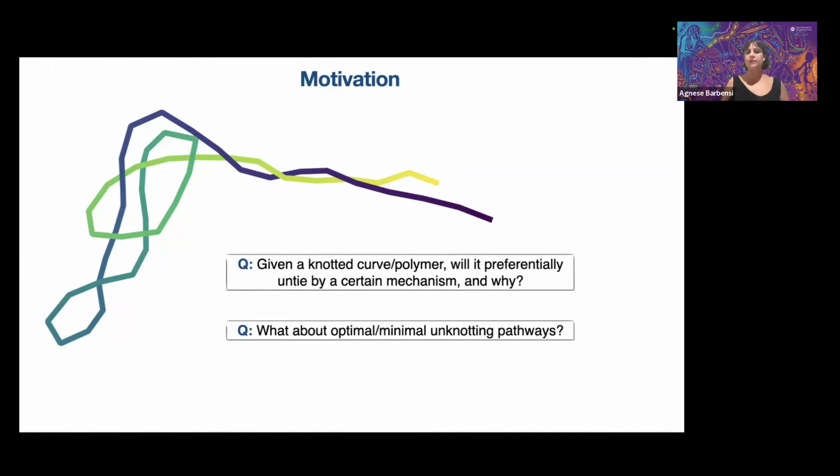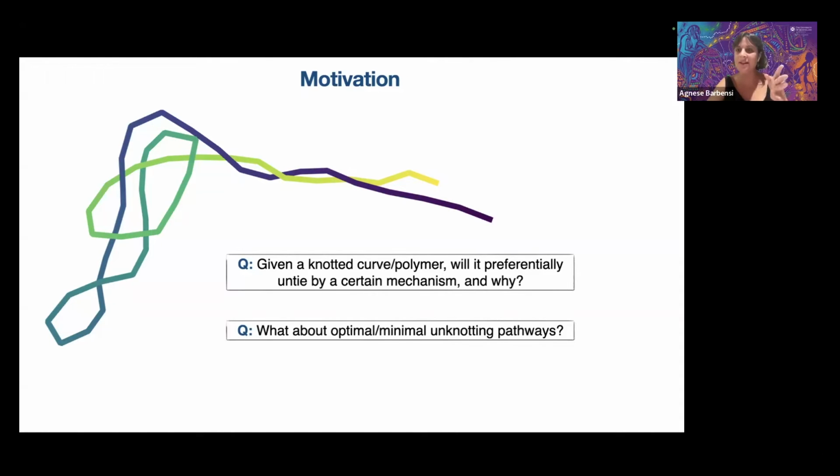Now, given a knotted curve or a knotted polymer, a natural question is to ask whether this polymer, this curve, will preferentially untie by a certain mechanism, and why. And this question can be rephrased in a different way, and one could ask whether it makes sense at all to talk about optimal or minimal or preferred unknotting or knotting pathways for entangled curves.